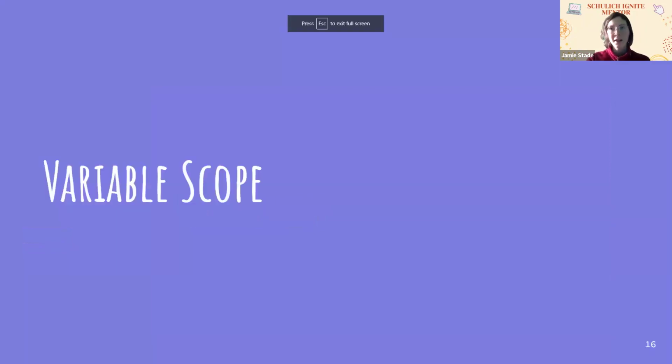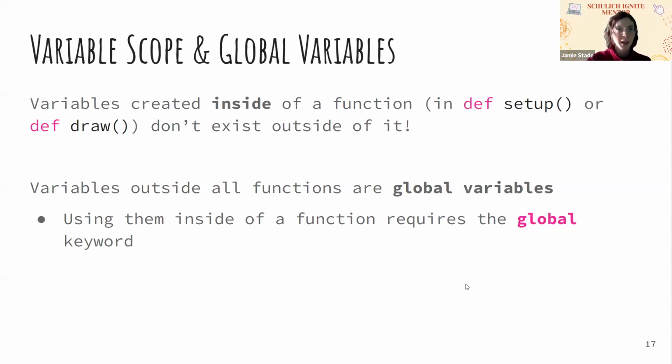All right, back into the slides here. All right, here's our slides on variable scope. So if you have a variable that's created inside of a function, for example, inside of setup or inside of draw, that variable does not exist outside of the function, and you can only use it within the function it was defined in. In contrast to this, you can have global variables. So if you define a variable outside of a function, then you can use the global keyword to access that variable within any function, and it will be the same variable.